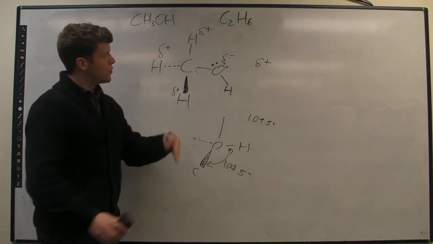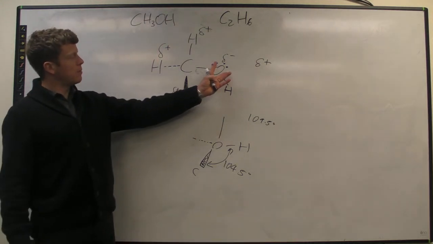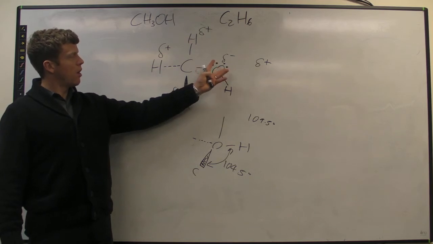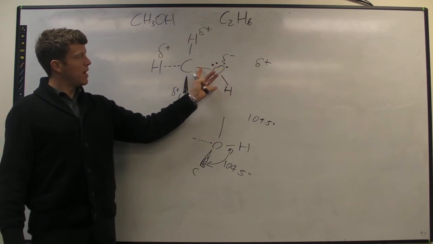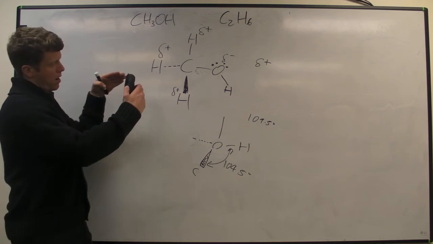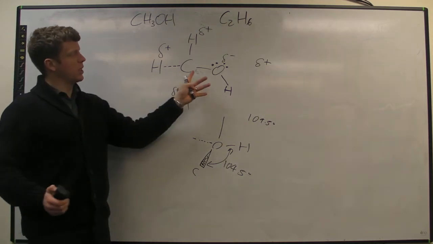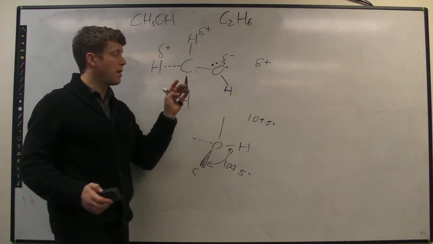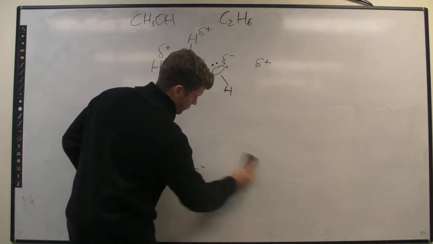So I've used VSEPR theory to state that because of the two lone pairs on oxygen, it makes the bonded pairs line up next to each other, and actually it's a reduced tetrahedral shape. I'm going to erase this now.